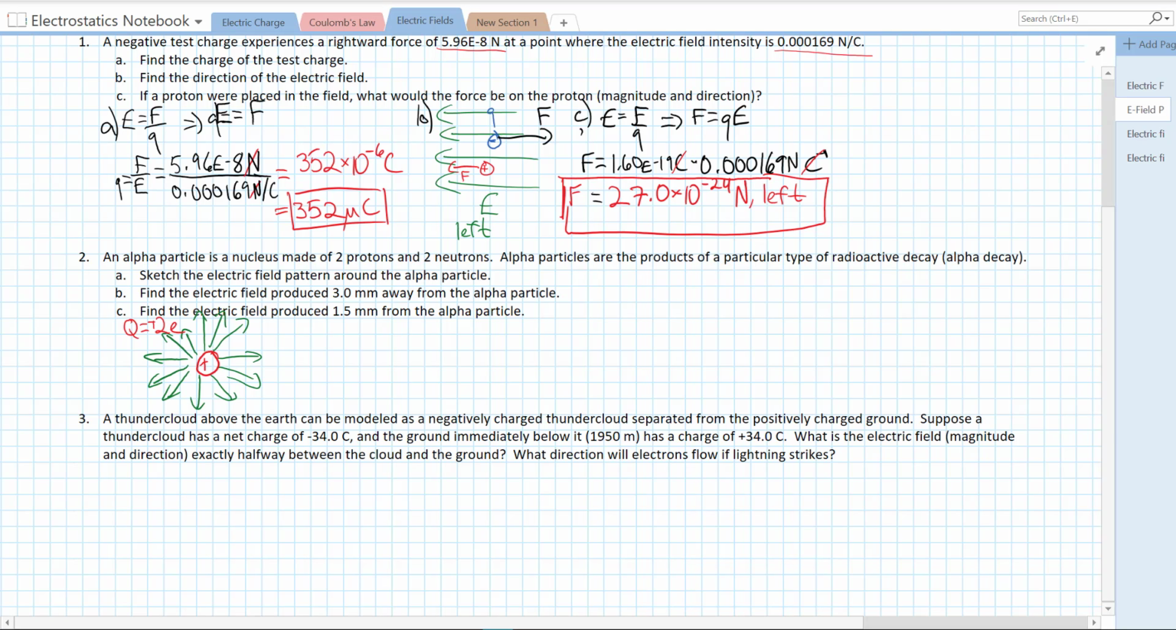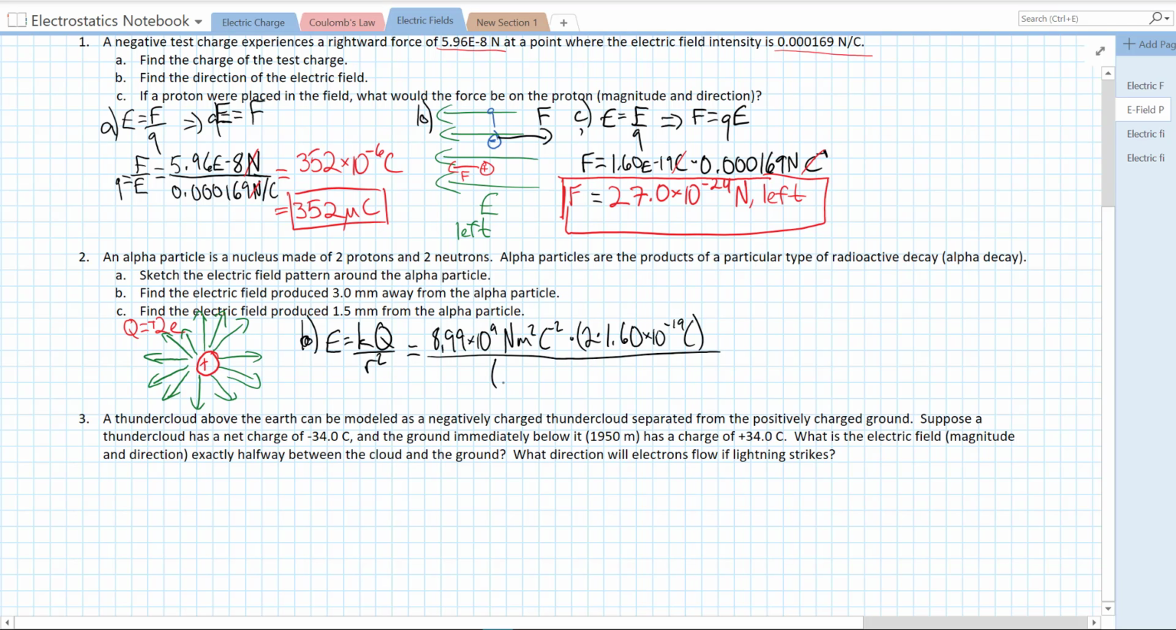Okay, B. Find the electric field produced 3 millimeters away from the alpha particle. Well, this is a point charge, and we know that the electric field around a point charge is E equals KQ over R squared, where Q is the magnitude of the charge and R is the distance from the center of charge. So let's just plug in our numbers. K is 8.99 times 10 to the 9 newton meters squared per coulomb squared. Q is the magnitude of the charge. It's 2e, so it's 2 times 1.60 times 10 to the minus 19 coulombs, divided by our distance squared.